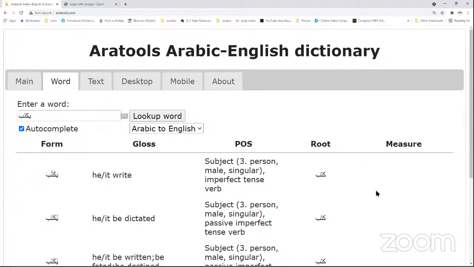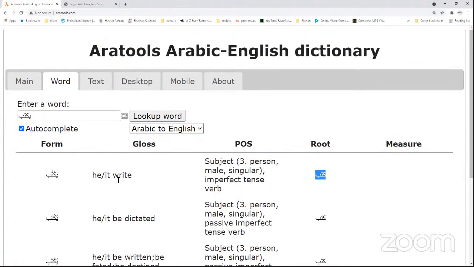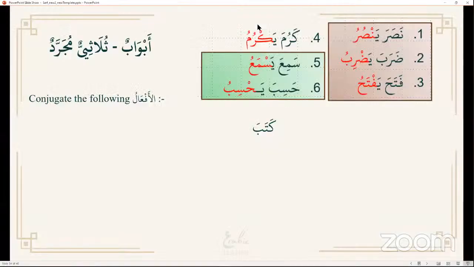And it is mentioning it belongs to kataba. These are the root letters. So this is how I will know which bab it belongs to. Kataba: he wrote, and he writes. So this way I will know that kataba yaktubu belongs to which bab? Bab Nasara or Bab Daraba?